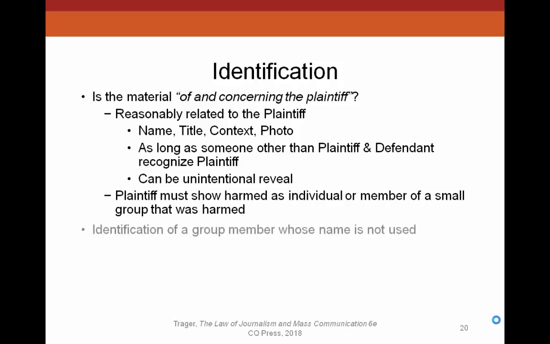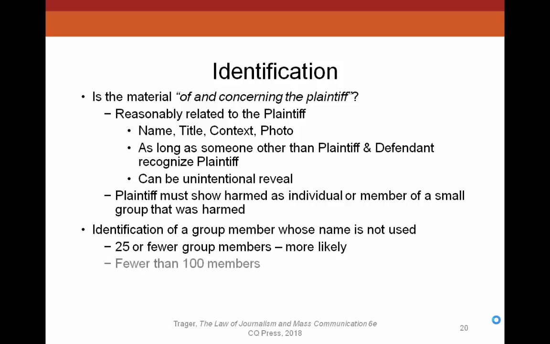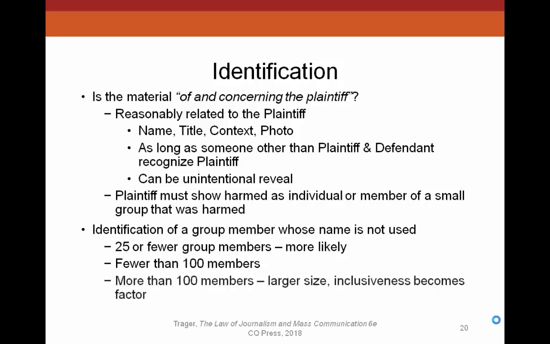So in lawsuits that have been brought where there's a group that is smaller than 25, courts have found that that is small enough that they were able to determine who the individual was. Fewer than 100 members, well, the more people are included in the group, the more that is diluted, and the harder it is to identify that person as a plaintiff. And then more than 100 members, more than likely, it becomes tenuous.